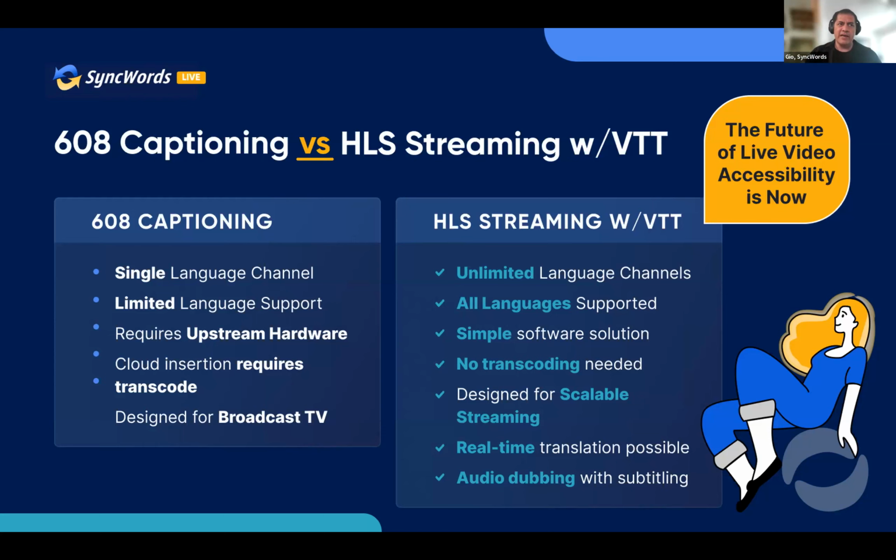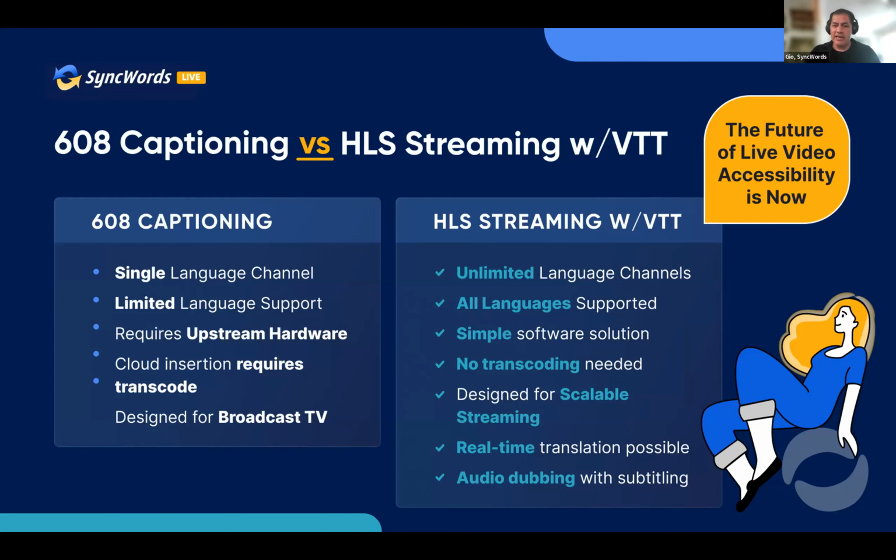Even if there's 708 data in your stream, they're just looking at 608. So really it's about 608 when you're doing live streaming. Now the solution that we have, HLS streaming with VTT, VTT in itself is a sidecar file. So when we're streaming VTT, we can have as many as we want. We don't touch the video. There's a simple software solution, right?